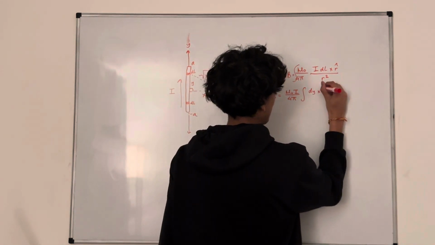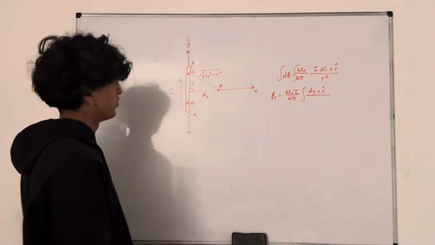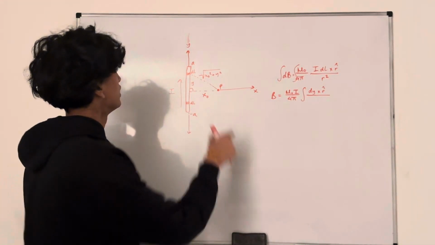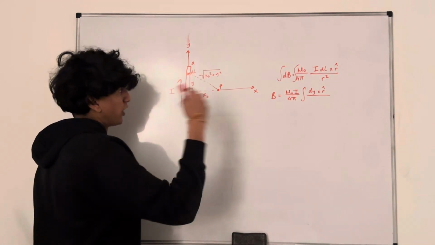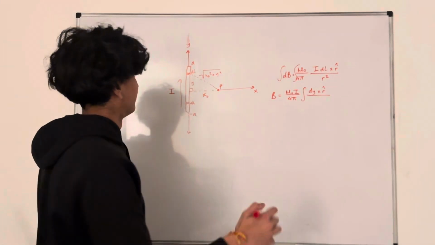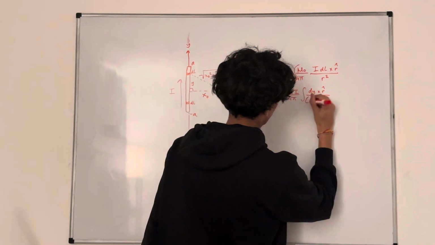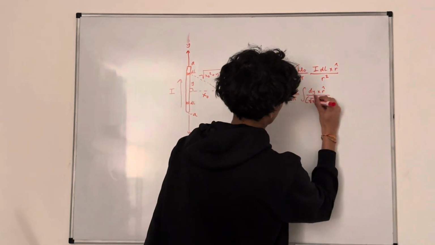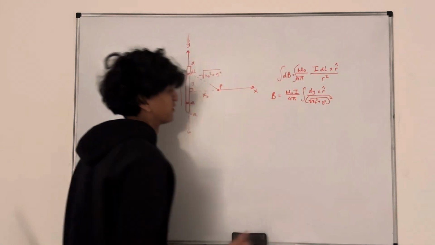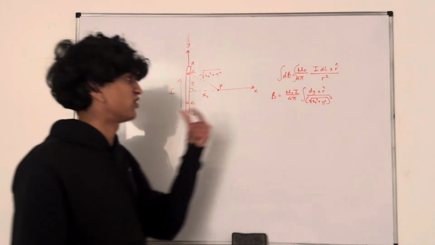Cross r hat over, what's r squared? Well, r, the distance at a certain dy or dl, is just the square root of x squared plus y squared, all of that squared, right? So the square will cancel out. You're going to see here in a second. Square root of x initial squared plus y squared, that's going to cancel out.